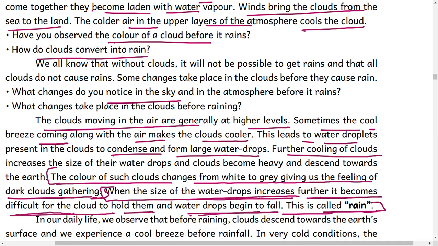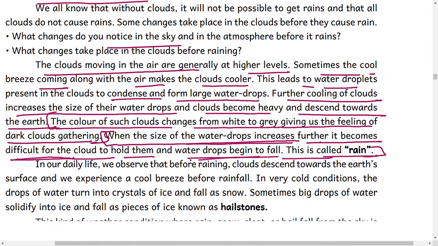Further, cooling of clouds increases the size of their water drops, and clouds become heavy and descend towards the earth. So only then does the size of the water droplets increase, and the clouds find it difficult to hold the water droplets, and they begin to fall. So then the rain will be falling. These are the changes that take place before the rain.